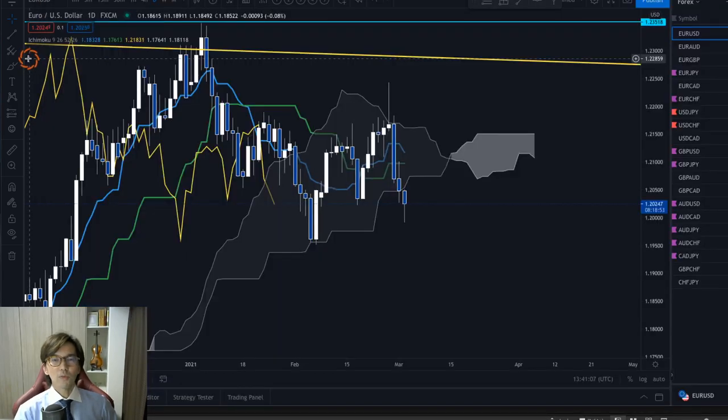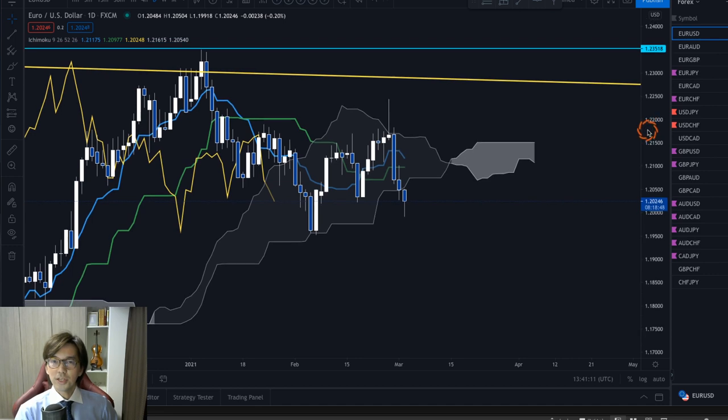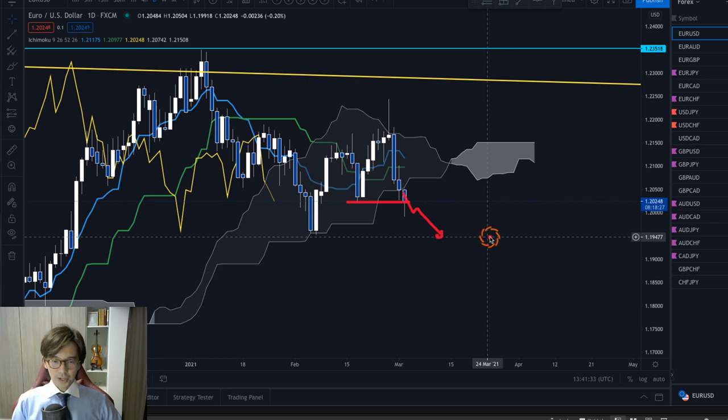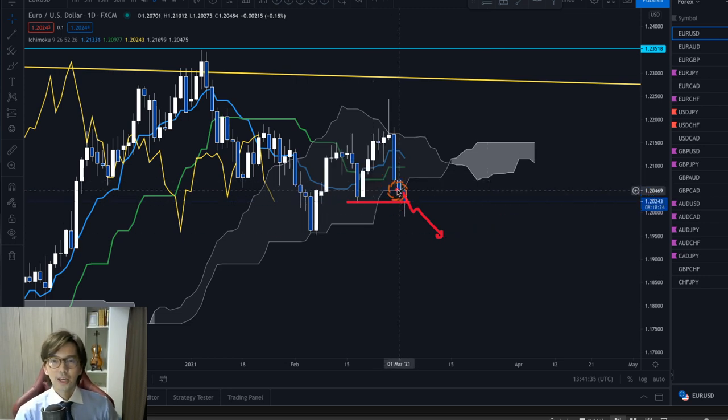So here is a euro dollar and this is a daily chart, and you can see that this is in a range still. The market goes up and down. Right now it's bearish and the market just broke the previous low, and also the market just broke the Kumo downward today. So you might think that this is a Kumo breakout and the market will continue to go down this way. But for me, I don't think so, because this Kumo breakout can be fake.